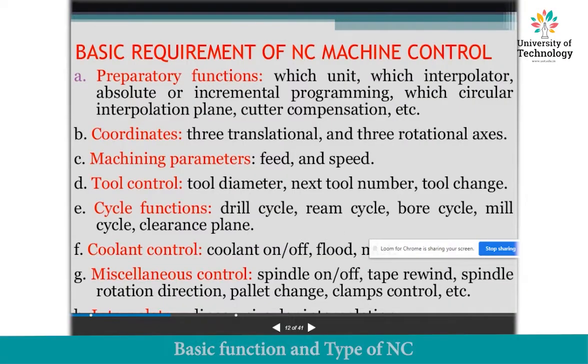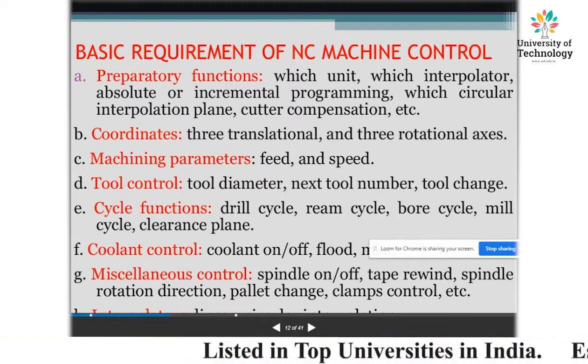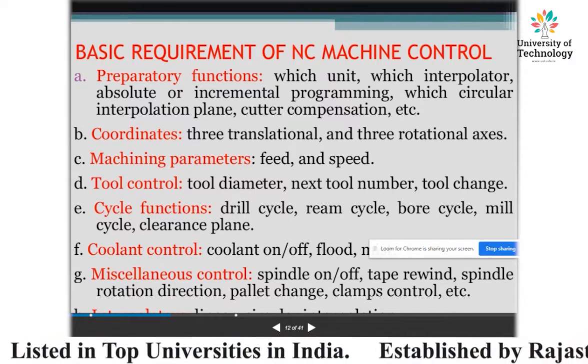Hello students, today we'll discuss the basic requirements of NC machine control. That topic is covered in Computer Integrated Manufacturing in the 6th semester as well as the 8th semester. Here are some basic requirements of NC machine control.